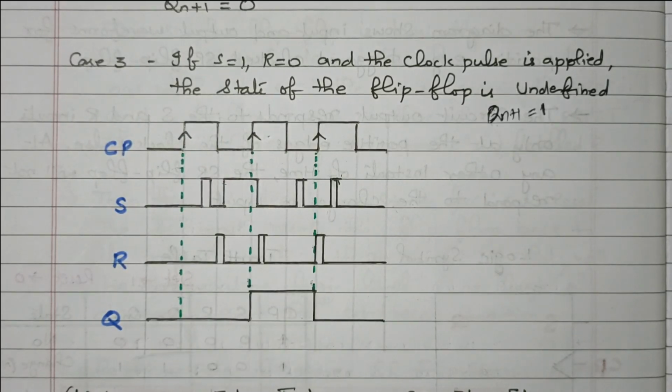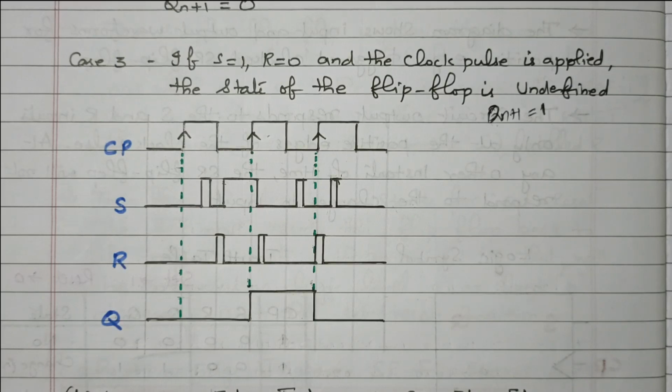Right? So S and R both are 0 means no change. S equal to 1 means set. Set means output is 1. Next state is 1. Then 0, 1. Reset is 1 means the output will be reset to 0. If both are 1 means undefined. So in this video we discussed the SR flip-flop, basic block diagram, truth table, excitation table and the clock pulse.